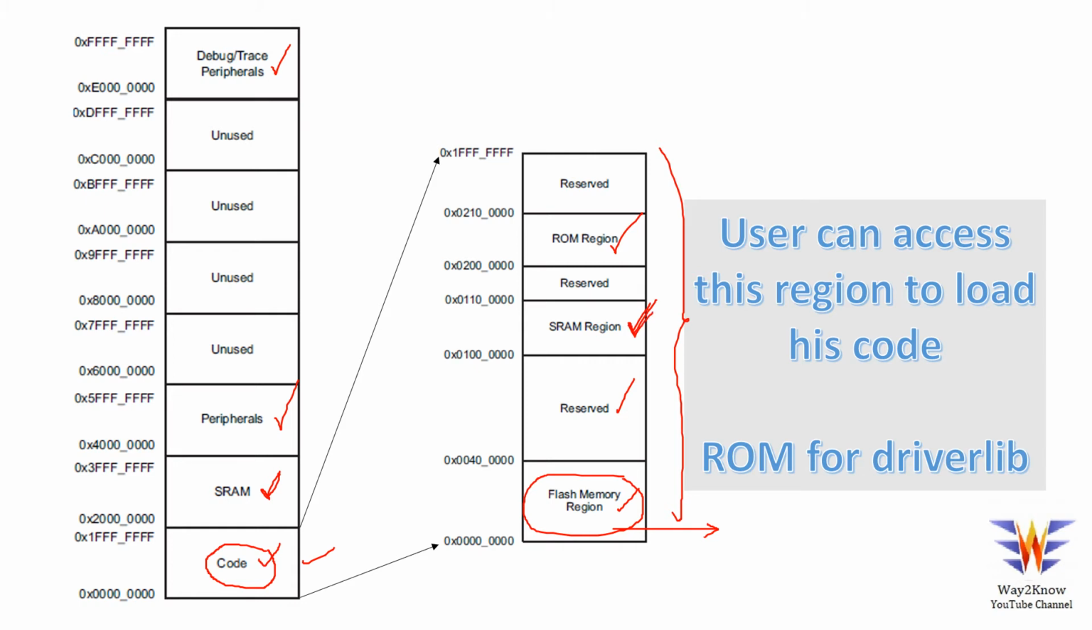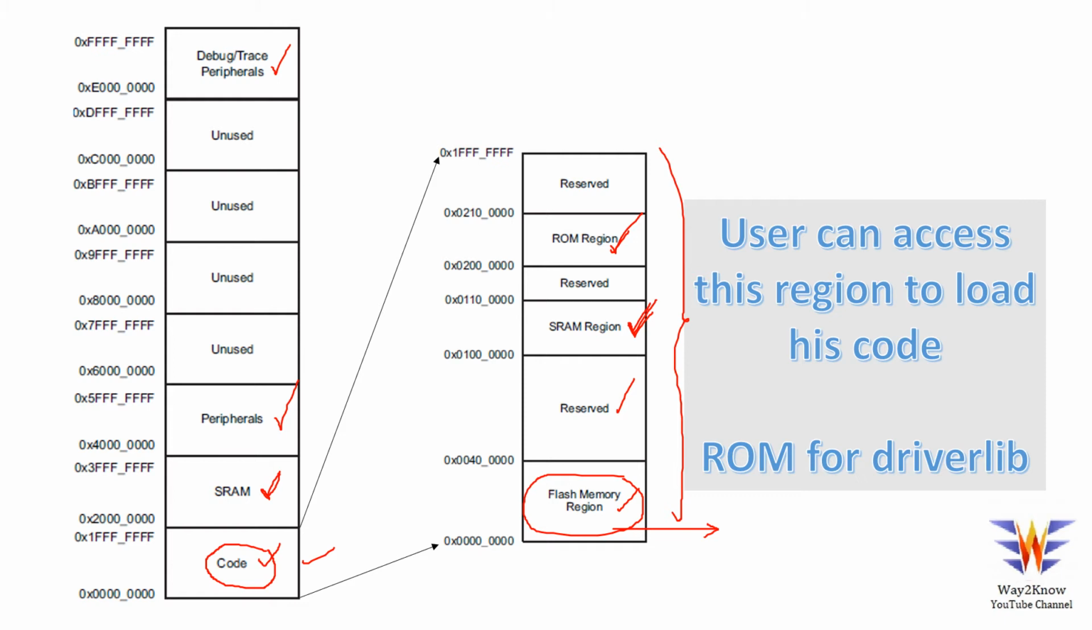While both are alias, that's like you have almost the same data across these regions. This SRAM particularly is used for our instructions and then the variables. And then this ROM region will have all the MSP432 driver libraries.